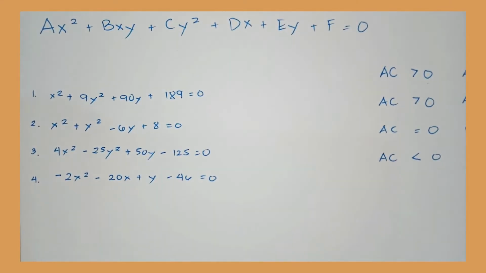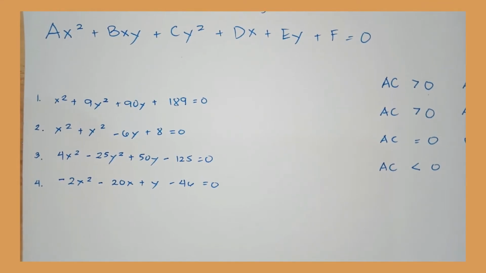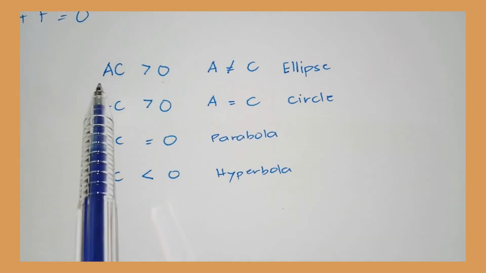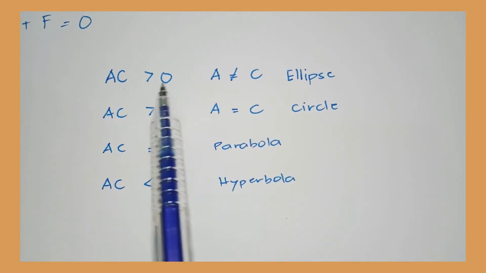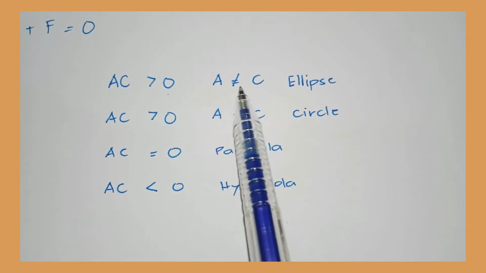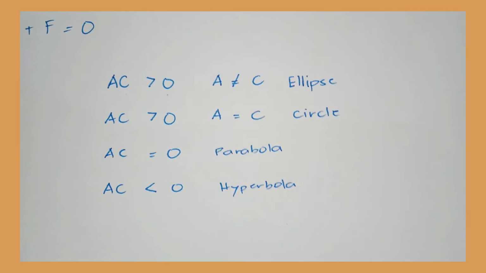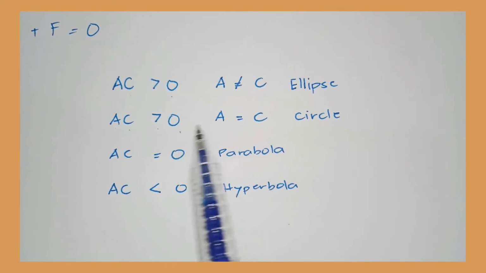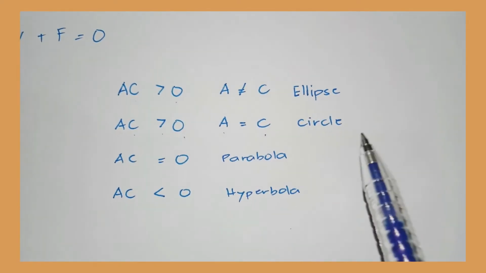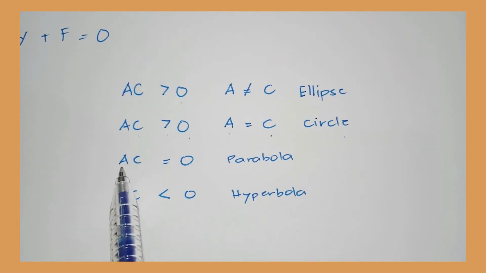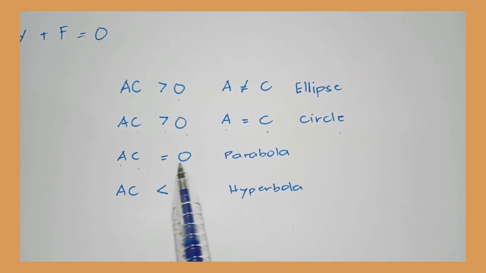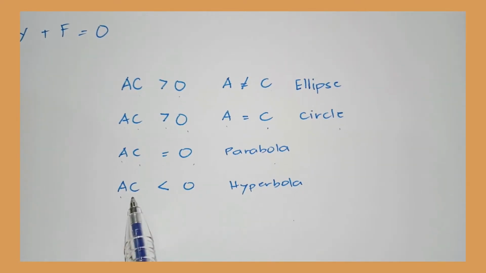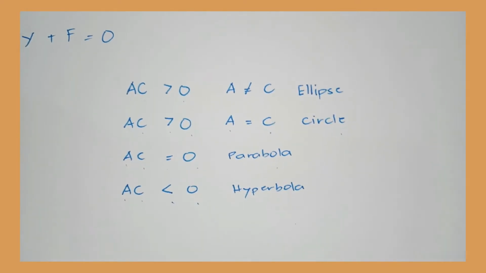Ano yung gagawin natin para malaman kung anong klaseng conic section siya? Kailangan natin i-consider yung rule na ito. A multiply to C is greater than 0 at yung A ay hindi pareho sa C, ang tawag doon ay ellipse. Kapag naman A multiply to C is greater than 0, pero pareho yung A at yung C, ang tawag doon ay circle. At kapag ang A multiply to C ay equal sa 0, ang tawag doon ay parabola. Lastly, if A multiply to C is less than 0, that is called hyperbola.